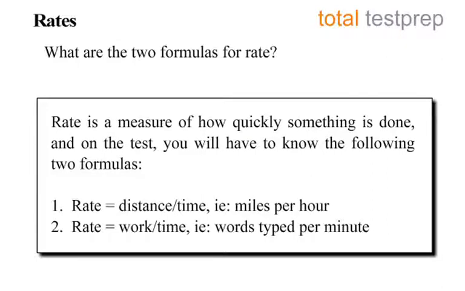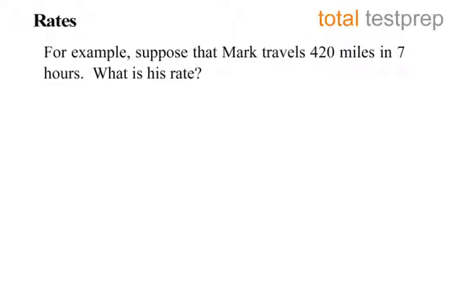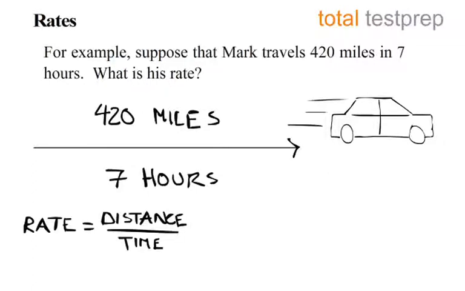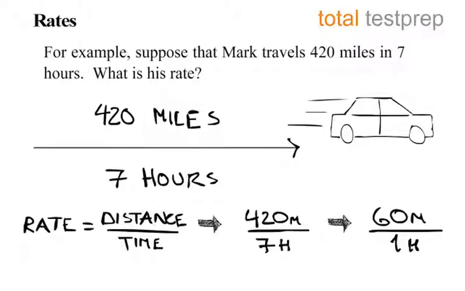words typed per minute. For example, suppose that Mark travels 420 miles in 7 hours. What is his rate? Well, if he went 420 miles and it took him 7 hours, and we know that rate is equal to distance divided by time, all we do is divide 420 miles by 7 hours, which comes out to 60 miles per hour. So the rate, or Mark's rate, is 60 miles per hour.